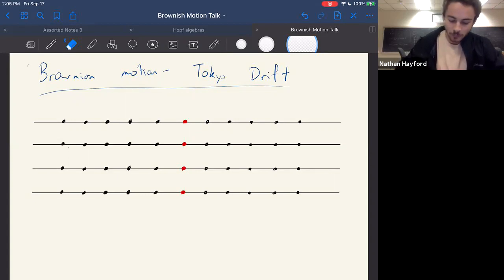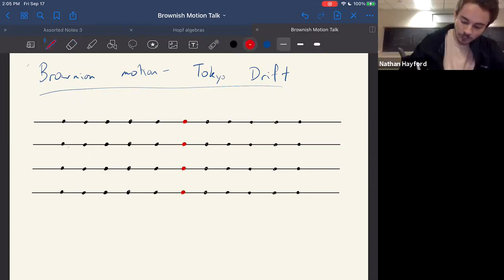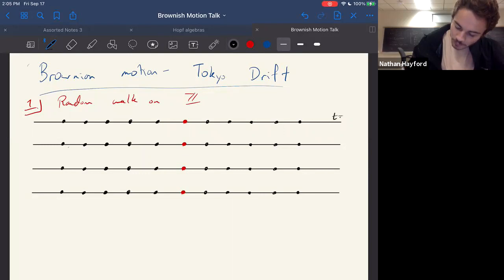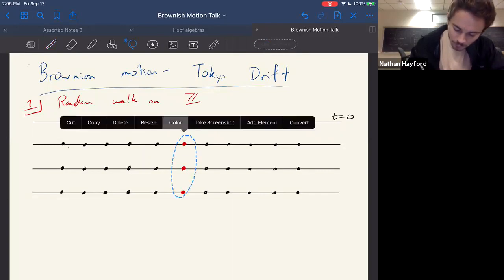So random walk. We're going to start with the random walk on the line. So the first thing we're going to talk about is random walk on, I'll call it Z. So it's just a random walk on the line. What's the idea? I start at time t equals 0, at the origin. My red dot at the beginning is my starting point.